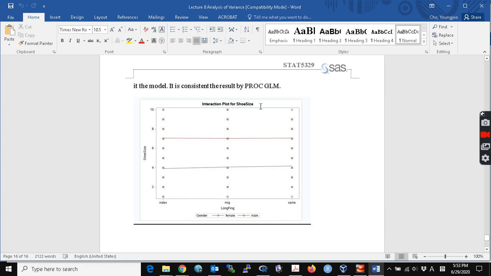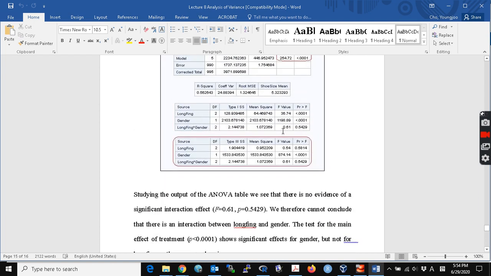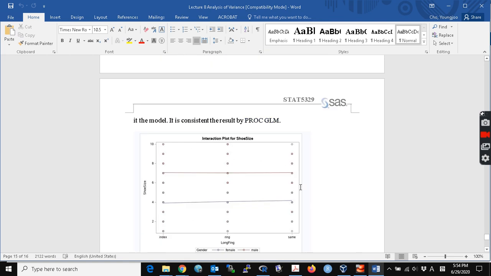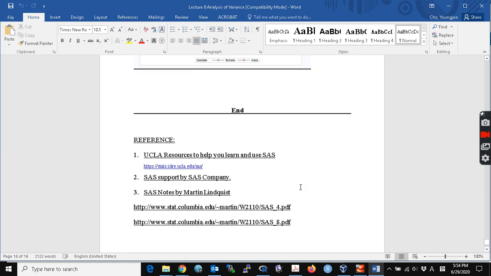For example, for shoe size, there is no change in this pattern due to the ring size. So we can see that there's no interaction effect, and this is consistent with PROC GLM. This interaction plot is very useful to look at the interaction effect graphically, and for the formal test, you can use this ANOVA table. Okay, so I will stop here, and I will continue in the next video.